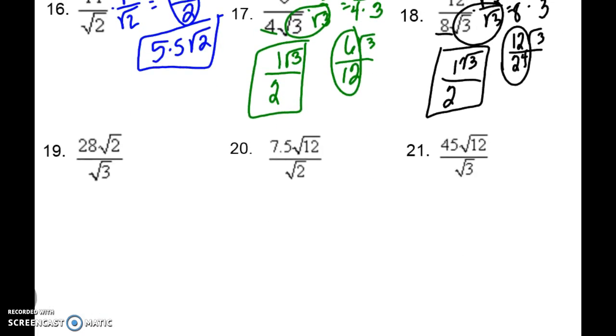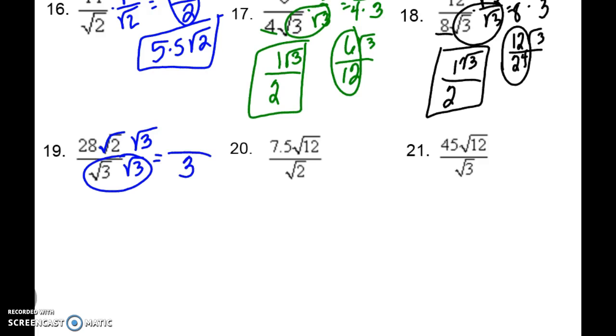Try 19 and 20. So now they put a radical on the top. Ignore it. We're still trying to get what's on the bottom to go away. So here it's a square root of 3. We're going to multiply the top and the bottom by square root of 3. Hold on. This is a pair. What happens to a pair? It gets to come out of the box, right?